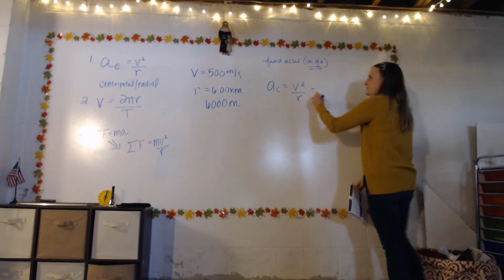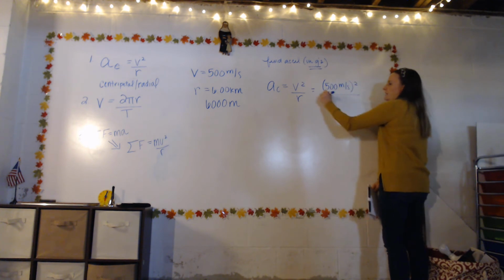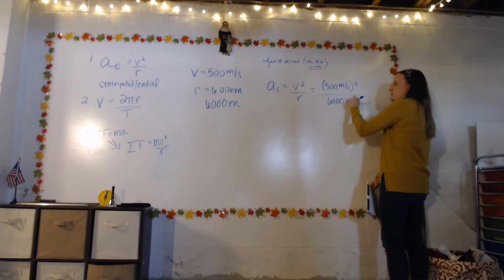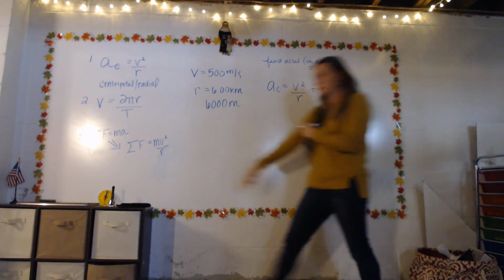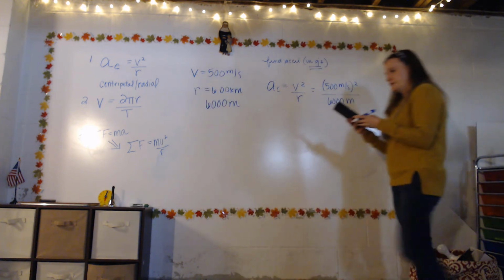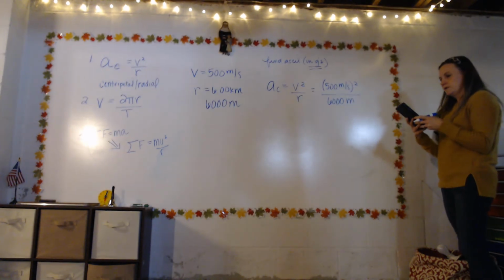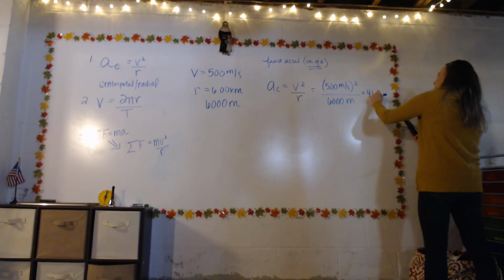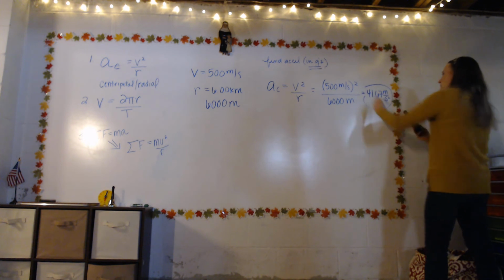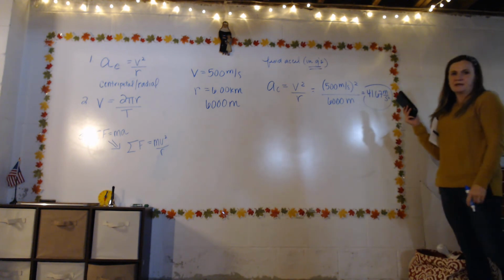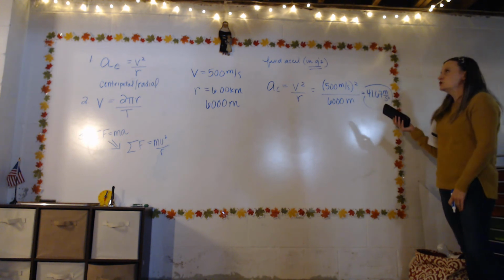So we say the acceleration is equal to v squared, which is 500 squared, divided by r, which is 6,000 meters. And so in units, this is meters squared per second squared divided by meters. So that's going to give us the meters per second squared. Let me put it in my calculator. So I get about 41.67 meters per second squared. Okay, so that is the acceleration of the airplane as it's coming out of the dive, 41.67 meters per second squared. Now they ask us to put this in G's.